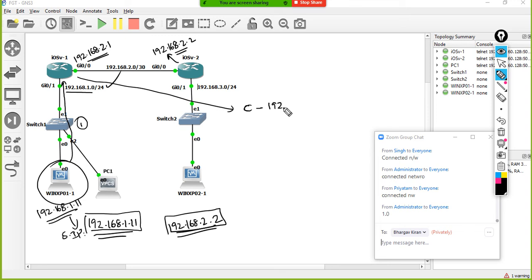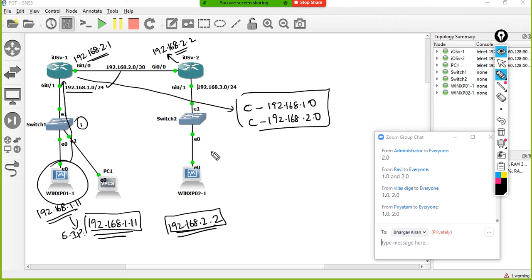The first one is 192.168.1.0. The second one is 192.168.2.0. So your router is saying, right now I know these two networks. Right or wrong, guys? Now the request has a source and a destination. So what will the router do? Can anybody explain to me? The router will receive it.